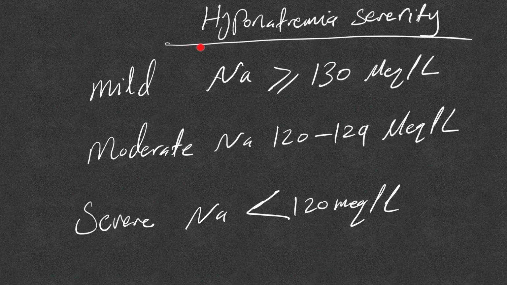Other than that, any patient that comes from home with hyponatremia, assume it's chronic, except in these cases. It's also important to understand the severity of hyponatremia. We call it mild if the sodium concentration is equal or above 130 milliequivalents per liter, moderate between 120 to 129, and severe if sodium is less than 120 milliequivalents. So remember the severity. Remember, severe hyponatremia is sodium less than 120.